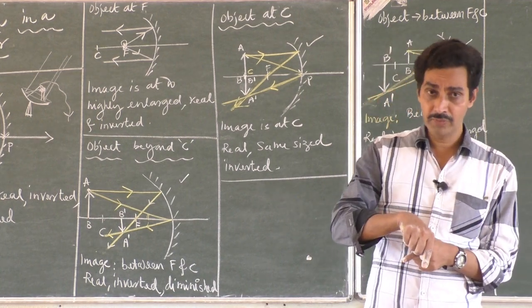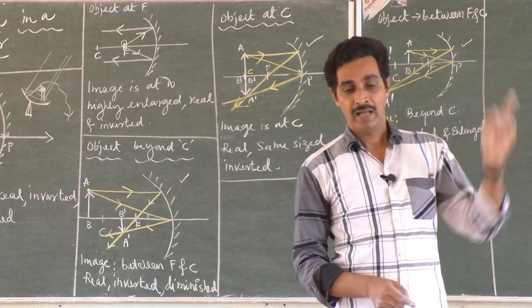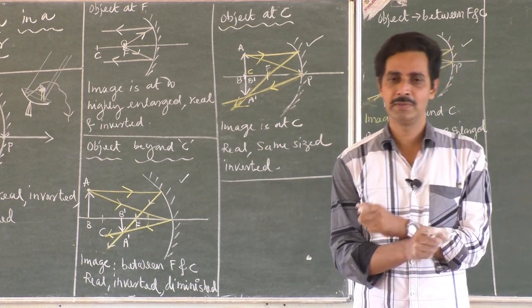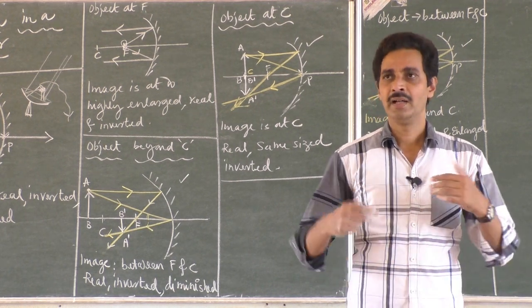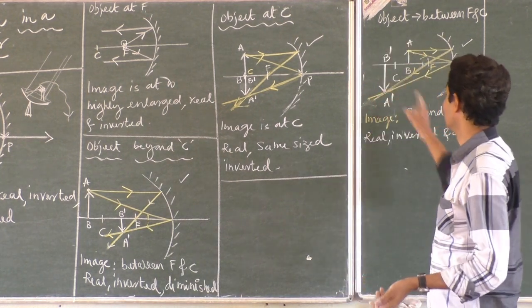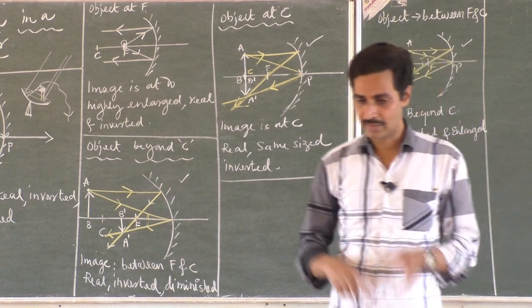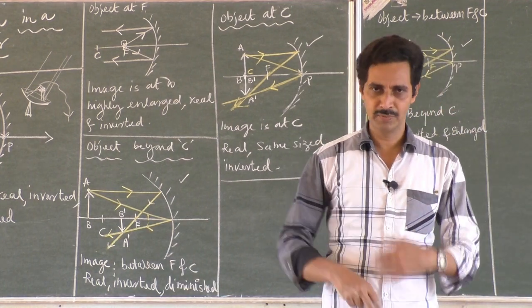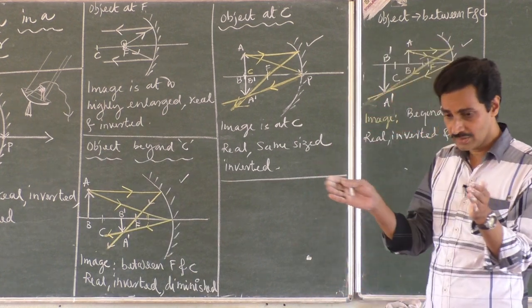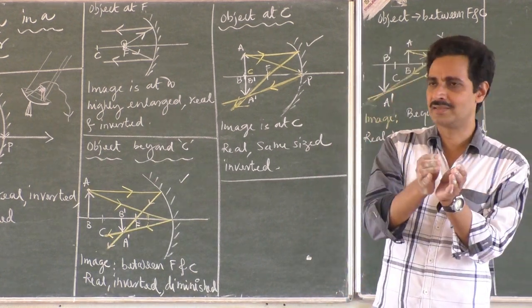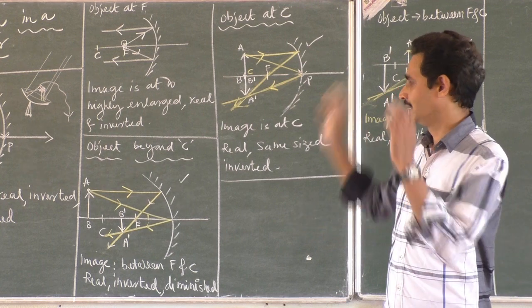Object at focus, image at infinity. Object beyond C, image between F and C. And all are inverted, real images. And object between F and C, image is beyond C. Beyond C it is larger, between F and C it is smaller, whatever it is, object or image. So the whole table gets squeezed, with all possible cases.